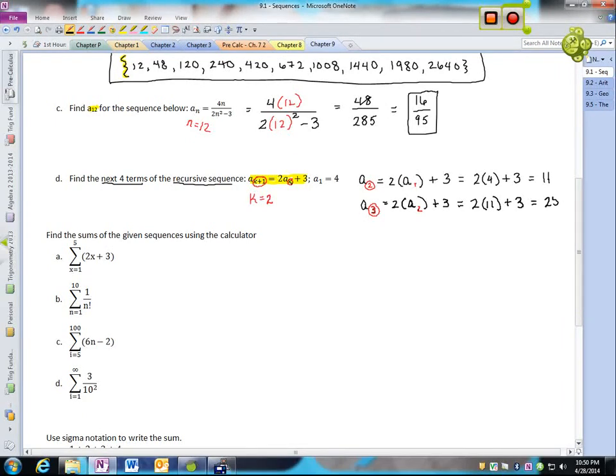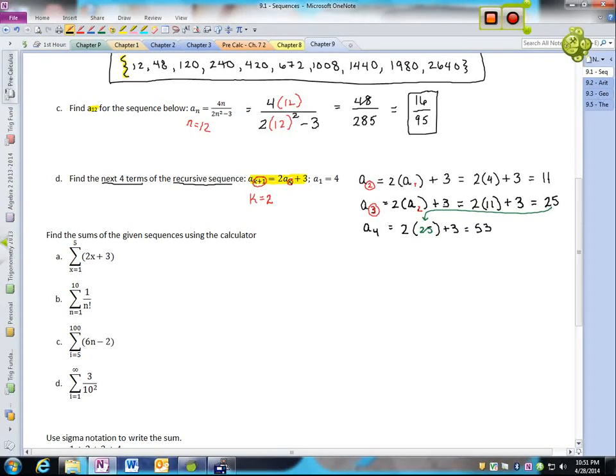Do you notice the pattern? Each time I'm taking 2 of the term prior, and then I'm going to add on 3. So to find a sub 4, I'm going to take 2 of the term prior. So in this case, 25 is the term prior. And then I'm going to add on 3. 2 times 25 is 50. Add on 3, and I get to 53.